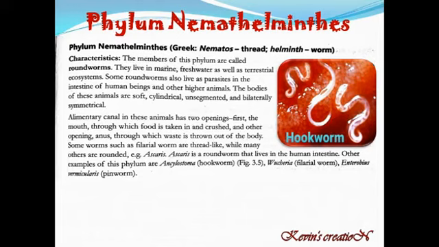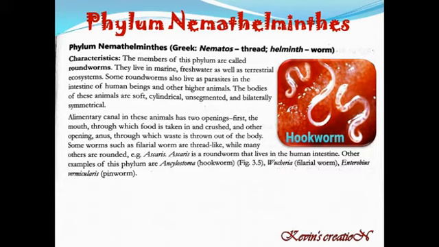They could be marine, and they can live in fresh water as well. They could be terrestrial also. That means they can be found on land, sea and fresh water bodies. Some roundworms also live as parasites in the intestine of human beings and other higher animals. Just like the previous two, here also some are there. They live in our body as parasites.